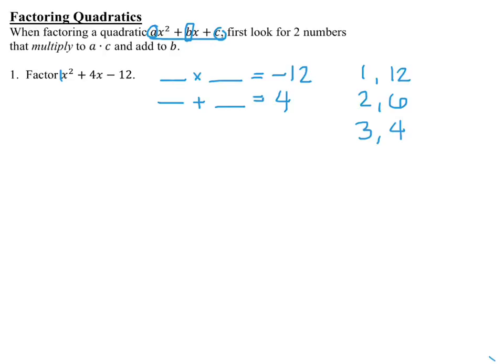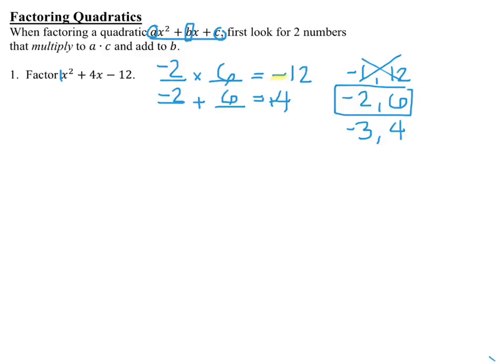However, I have to multiply to a negative 12, but I'm adding to a positive 4. That means that my bigger number is positive, my smaller number is negative. So these are actually the factors that I'm going to look at. And I'm going to see what happens if I add them together. If I go negative 1 plus 12, that's equal to 11, so that doesn't work. But if I go negative 2 plus 6, negative 2 plus 6 is equal to 4. Negative 2 times 6 is equal to negative 12.